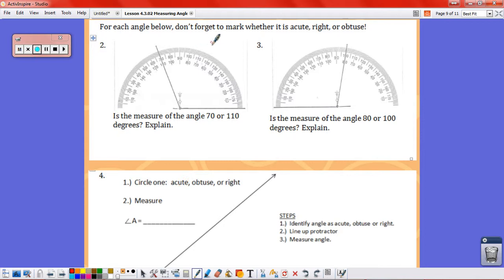Okay. For this one, it's an obtuse angle. And it asks, is it 70 degrees or 110 degrees? Well, it's obtuse. It has to be bigger than 90, so we're going to go with 110 degrees. This one is also an obtuse angle. So is it 80 or 100? Well, 100 is an obtuse measurement. It's more than 90, so we're going to go with 100 degrees.